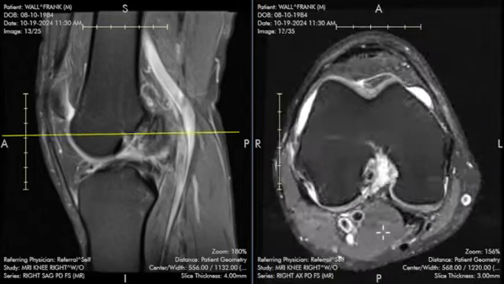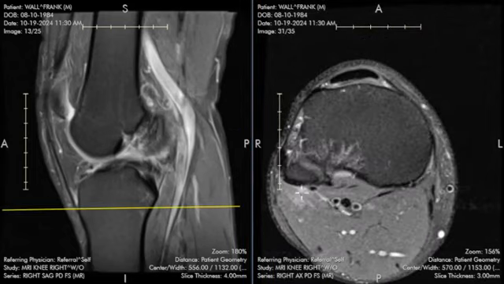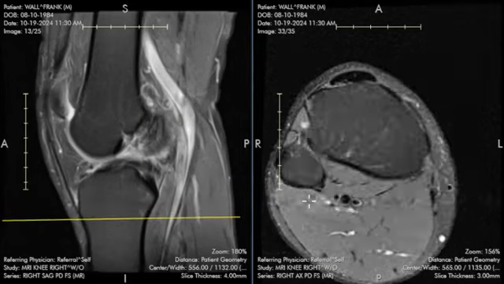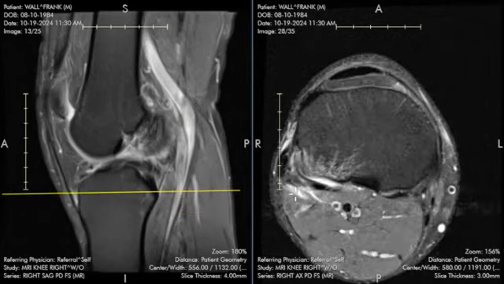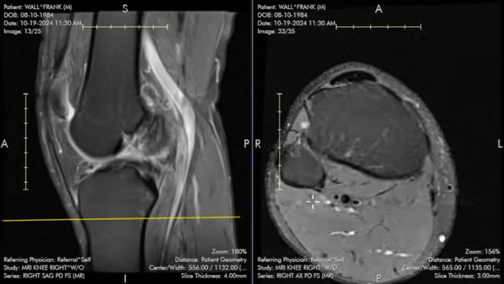Next, I noticed that there is a mild amount of edema within the proximal fibers of one of your calf muscles called the soleus muscle. This is consistent with mild muscle strain.